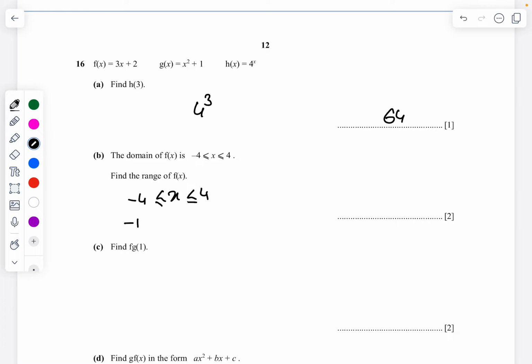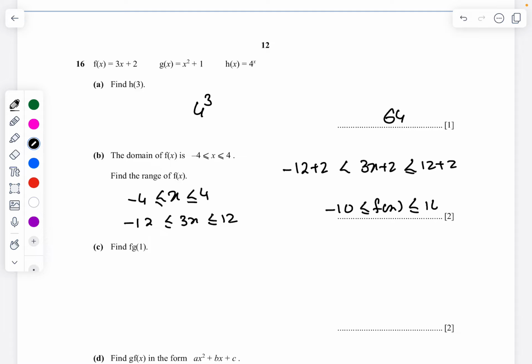Multiply by 3: 3x lies between -12 and +12. Add 2 on both sides: -12 plus 2, 3x plus 2, 12 plus 2. So what's going to be the answer? -10 to f of x to 14.